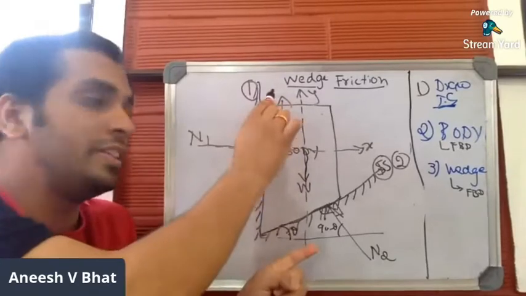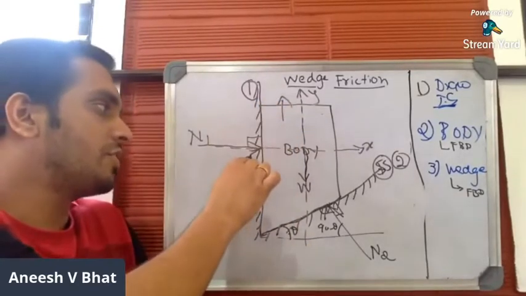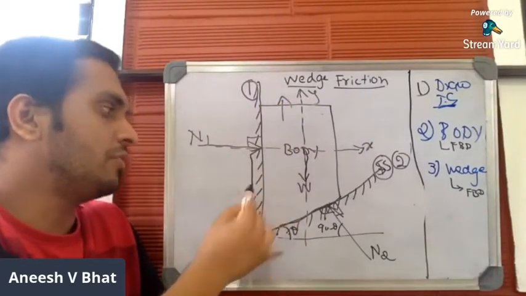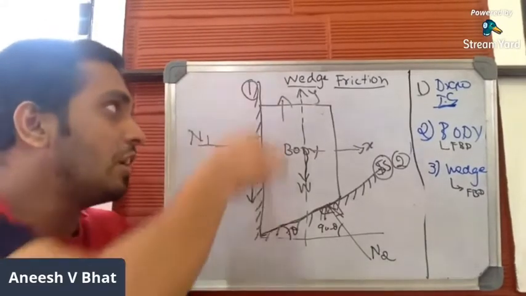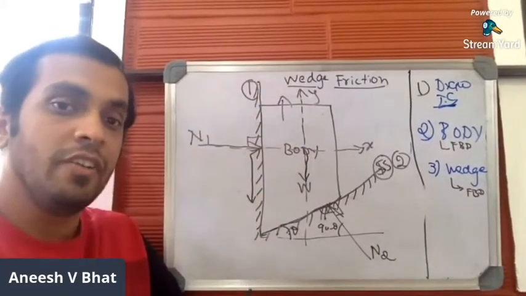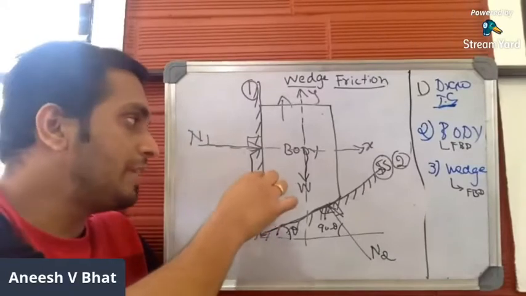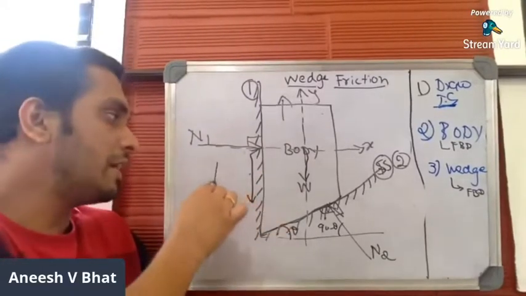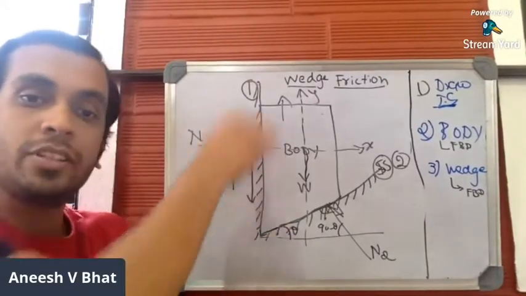As far as this particular vertical surface is concerned, the body will be moving up. If the body moves vertically upwards, what would be the direction of frictional resistance? Frictional resistance will be downwards, and it should be tangential to the surface. Let me mark this as F1, frictional resistance offered by the first surface.